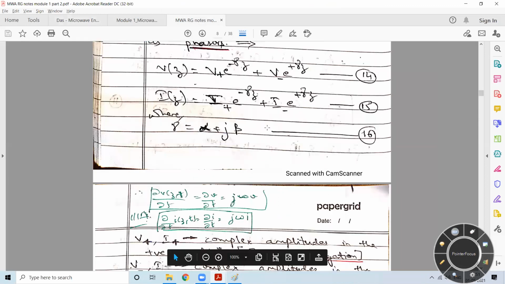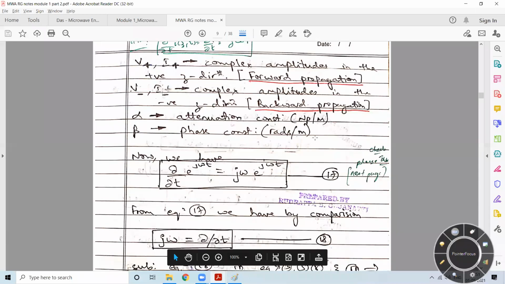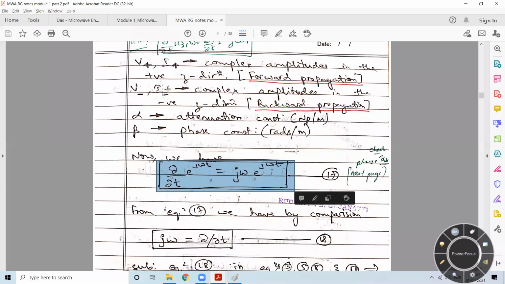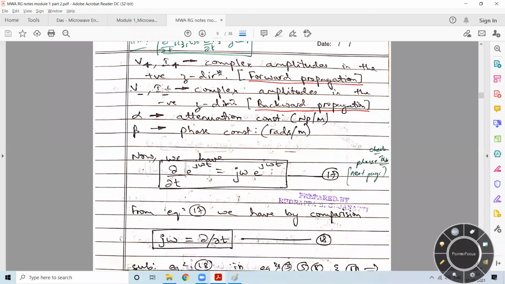Now with respect to the propagation constant, alpha is the attenuation constant, which is specified in nepers per meter, and beta is the phase constant, which is specified in radians per meter. Now how do I obtain this equation? Here, if you consider a parameter e raised to j omega t, when you take the differentiation of this, you will end up with j omega into e raised to j omega t.